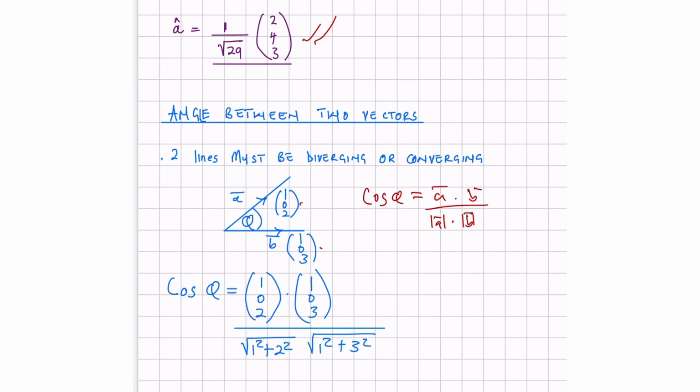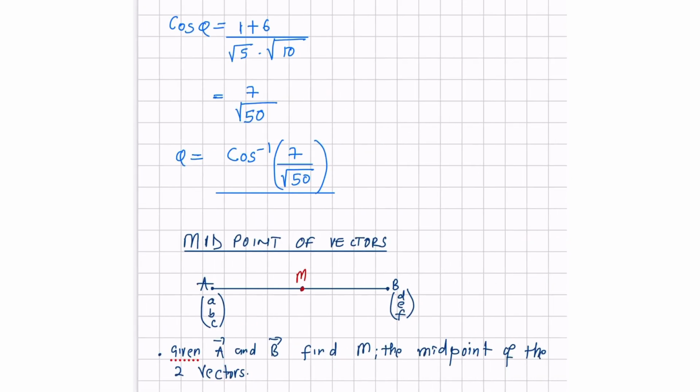So this is what we've done here: the dot product of A and B over their moduli. Now, ultimately, how are we going to solve it? For you to get theta, we're going to need the inverse of cos: cos minus 1 of 7 over root 50 as your final answer. If you're using a calculator, you can punch this in and get the decimal or the approximate. But if you're asked to find the exact number, this is ultimately going to be your answer.